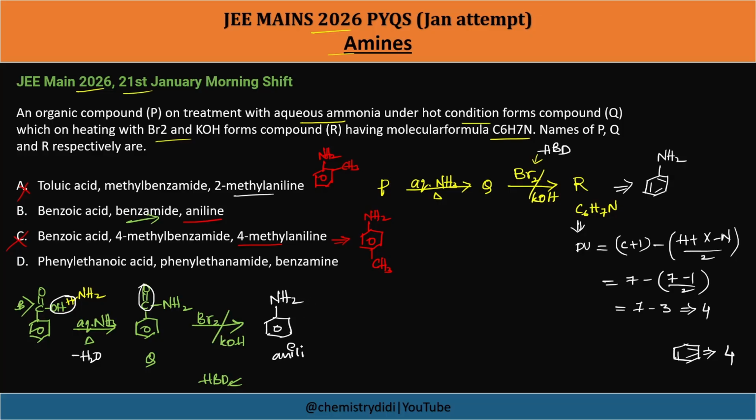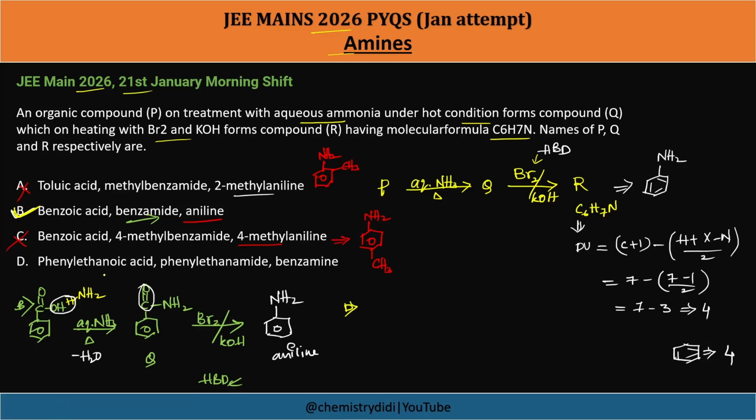So that's what they were mentioning. Here we have got R as aniline only, and here also they have given aniline only. So that's why option B is correct. You can say this option B is the correct option. And let's check option D also.